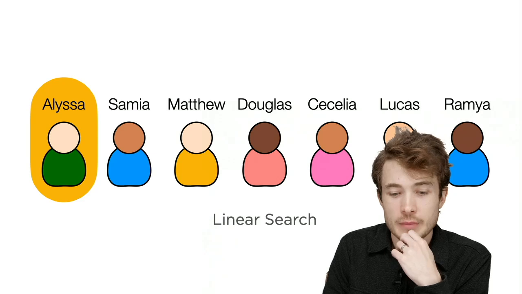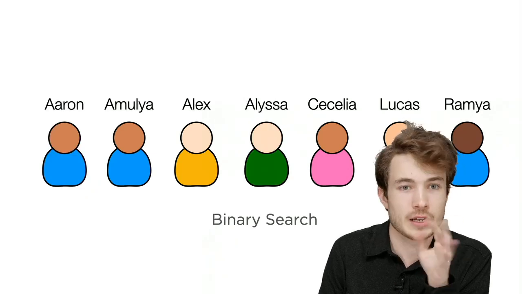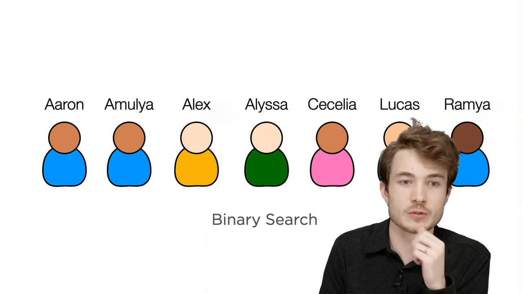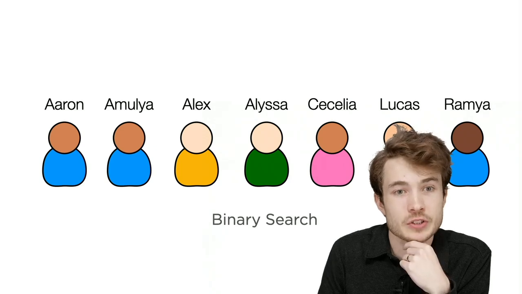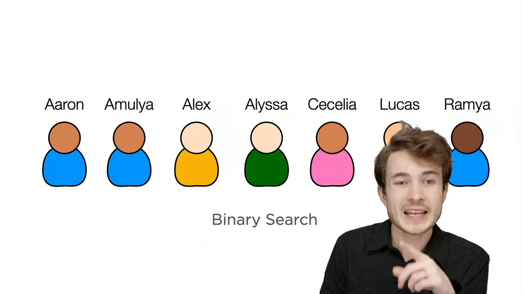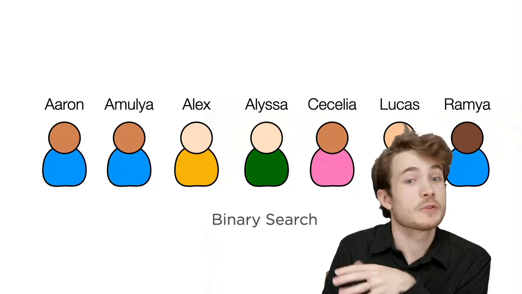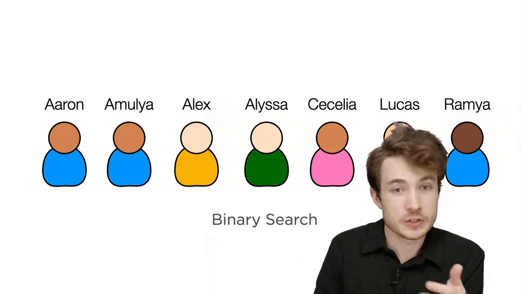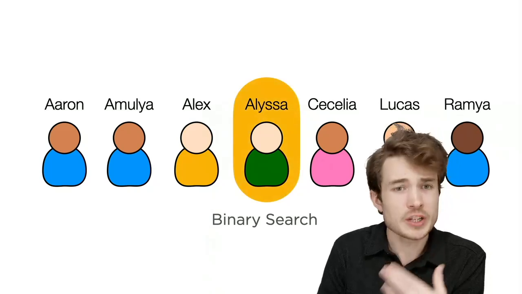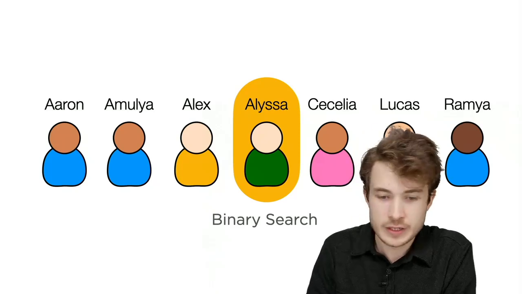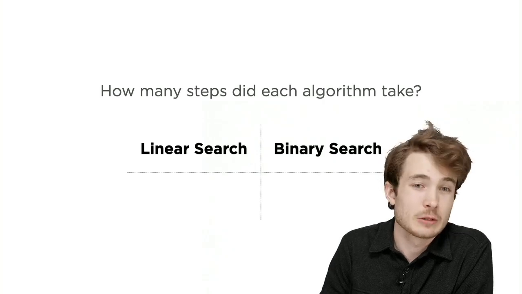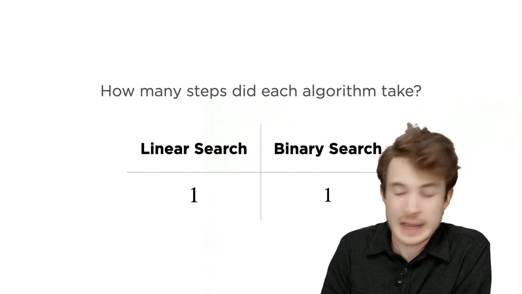And now let's think too about a binary search. Let's say we have this input of people. They're kind of shuffled a little bit. We have Aaron, Amelia, Alex, Alyssa, Cecilia, Lucas, and Ramya. And we're doing binary search. We're still looking for Alyssa. If we were to do binary search on this data set, where would we first look? Well, the middle. So it took us only 1 step to find Alyssa here. So there's another question we could ask then. First, how many steps did each algorithm take? Well, we talked about how linear search took 1, and so did binary search.